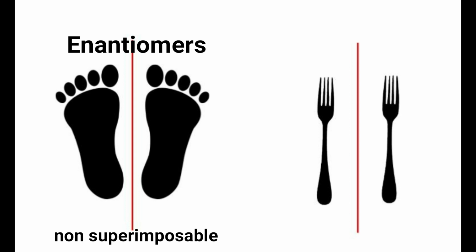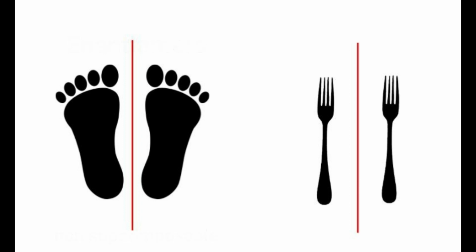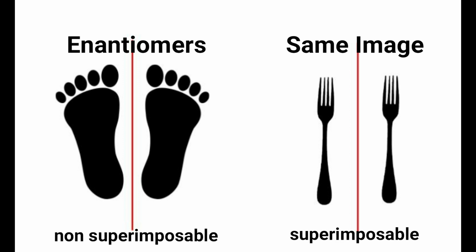If you were to do this, you would have a big toe on one side, then on the other side, your other big toe would be there. In contrast, these two forks are superimposable. If you were to stack one mirror image over the other, they would lay perfectly on top of each other.